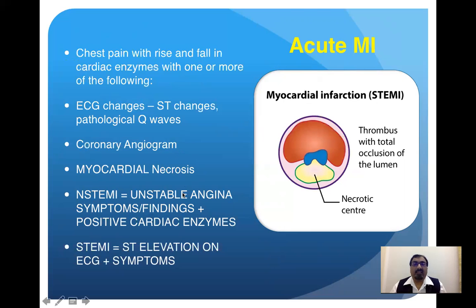There is myocardial necrosis which occurs, and it may be a non-STEMI, where there may be no ST segment elevation, but there may be some symptoms with positive cardiac enzymes. On the other hand, STEMI is the ST elevation, and there are ECG changes as well as the symptoms. All these make this whole set into acute coronary syndrome.